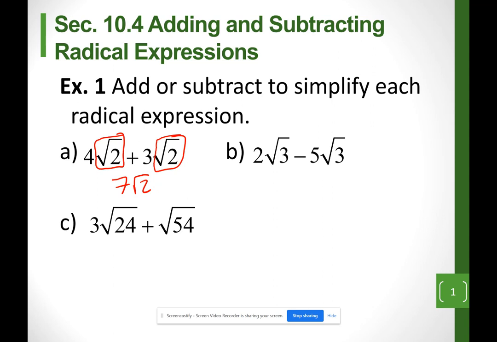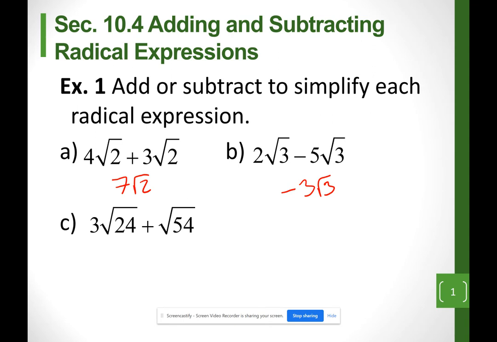Don't change the radical, or the radicand in this case, the number on the inside. Don't change the number on the inside. It's just for you to know what to combine. I just added the numbers on the outside, 4 plus 3. That's how I got the 7. Example number B. I notice my radicals are exactly the same thing. So I'm just going to deal with the number on the outside, 2 minus 5. So let me call this negative 3 radical 3.